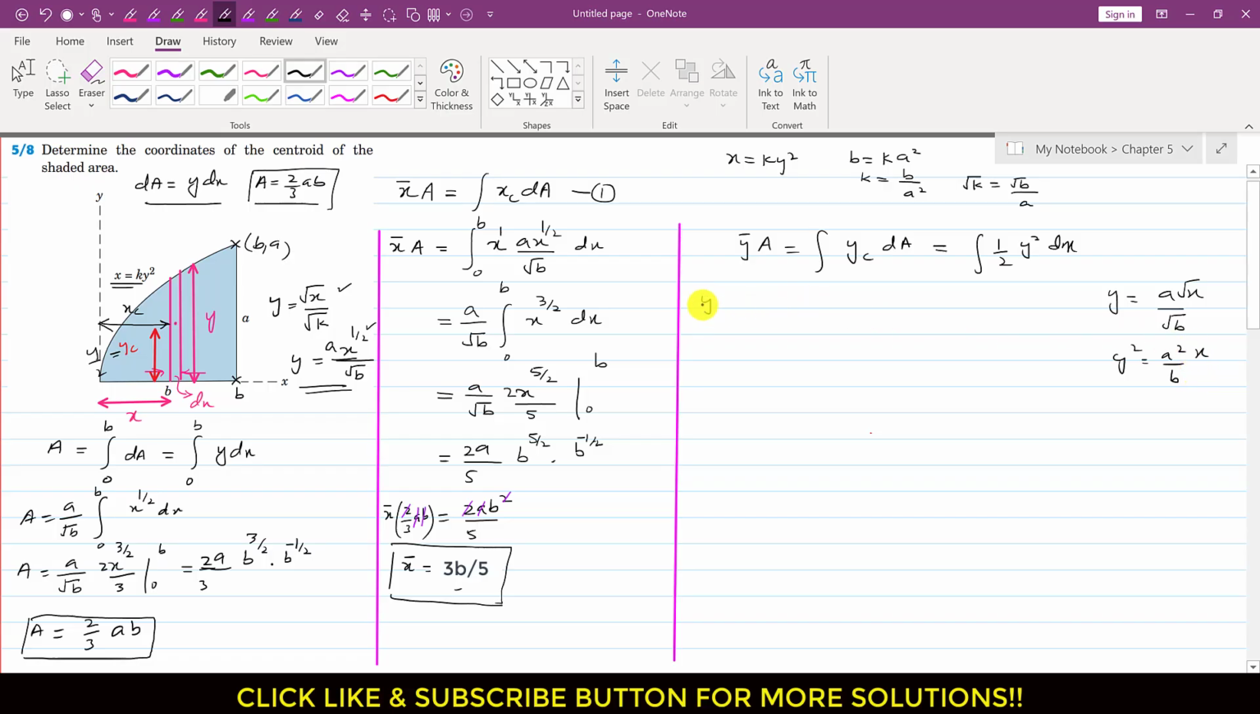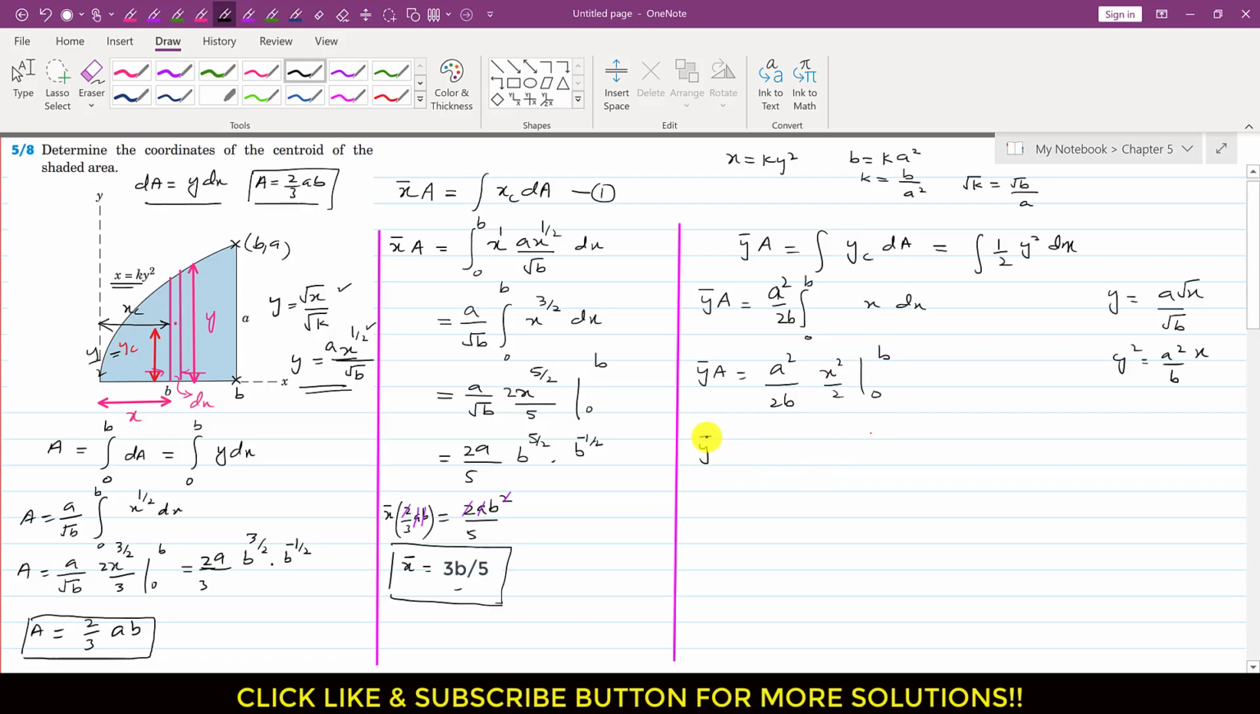So this will be equal to y bar into A, and we can take 1 divided by 2 outside of the integration. So this is 1 divided by 2, and y square is this thing, right? So now I will write a square divided by b x dx, and the integration is with respect to x, so we will write the limits as from 0 to b, since the x is from 0 to b. We can take this a square and b outside of the integration as well. So this will be a square divided by 2b, and if we integrate this, this will become x square divided by 2 from 0 to b.